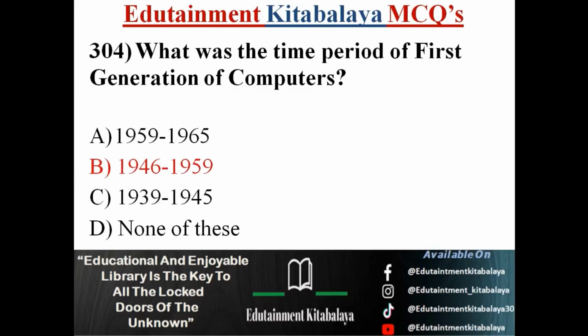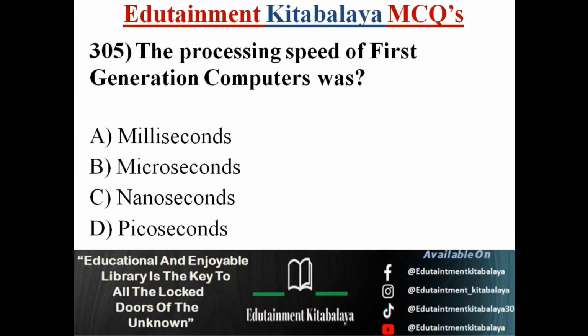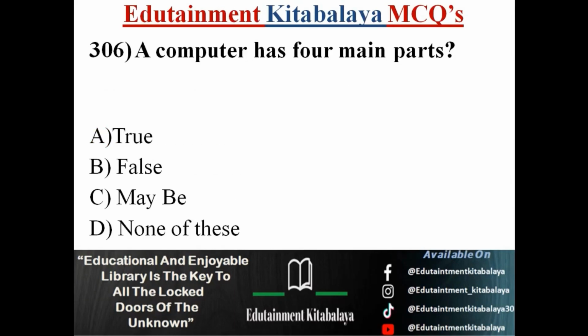1946 to 1959. Question number 305. The processing speed of first generation computers was A. Milliseconds. B. Microseconds. C. Nanoseconds. D. Picoseconds. Correct answer is A. Milliseconds.